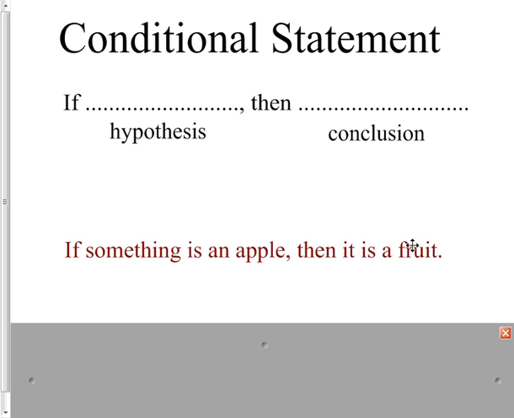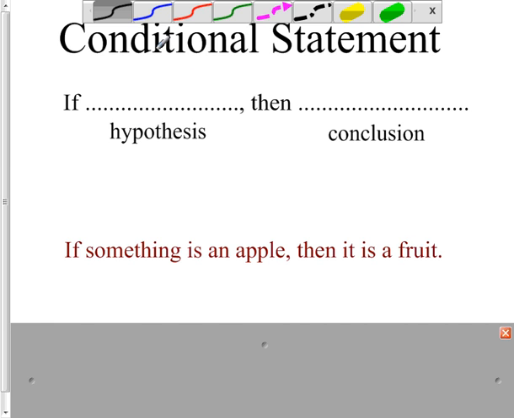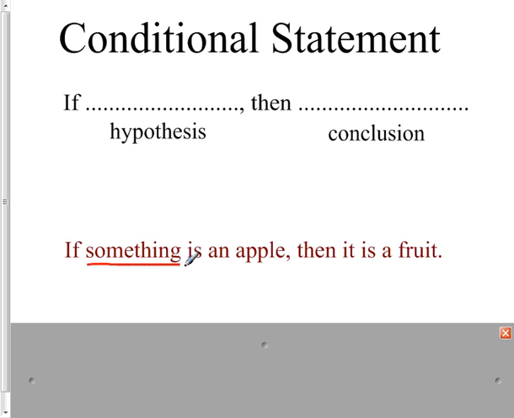One of the things you might be asked to do as a geometry student is to identify what's the hypothesis and what's the conclusion. The hypothesis, like I said, is the stuff after if. So the hypothesis is something is an apple. It's not if something is an apple. The hypothesis is something is an apple. And then the conclusion is it is a fruit.